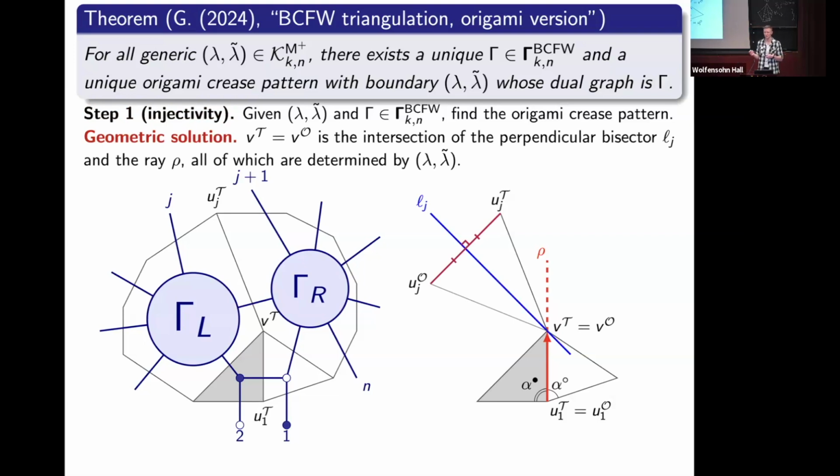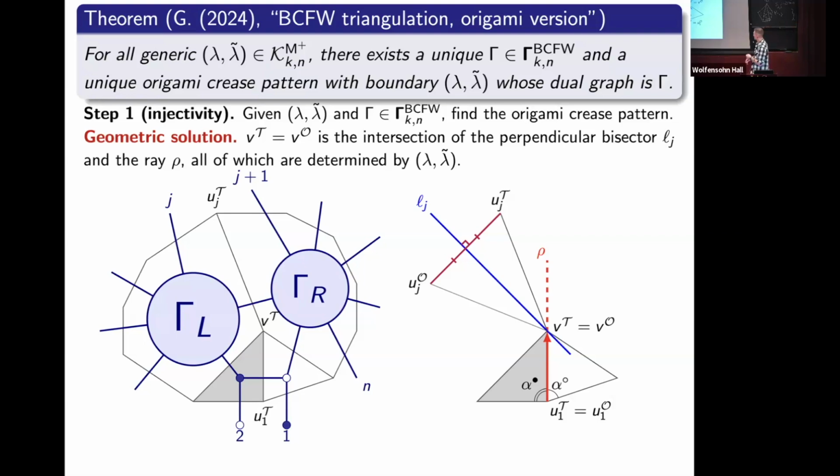Does it make sense? Yeah, so I know that this is an edge, so I know that V has to be at the same distance from this boundary point and its image, all of which are determined by lambda. So I recover V as the intersection of the perpendicular bisector with the ray. And that's really how you recover V, and then you recover everything else recursively. Okay.